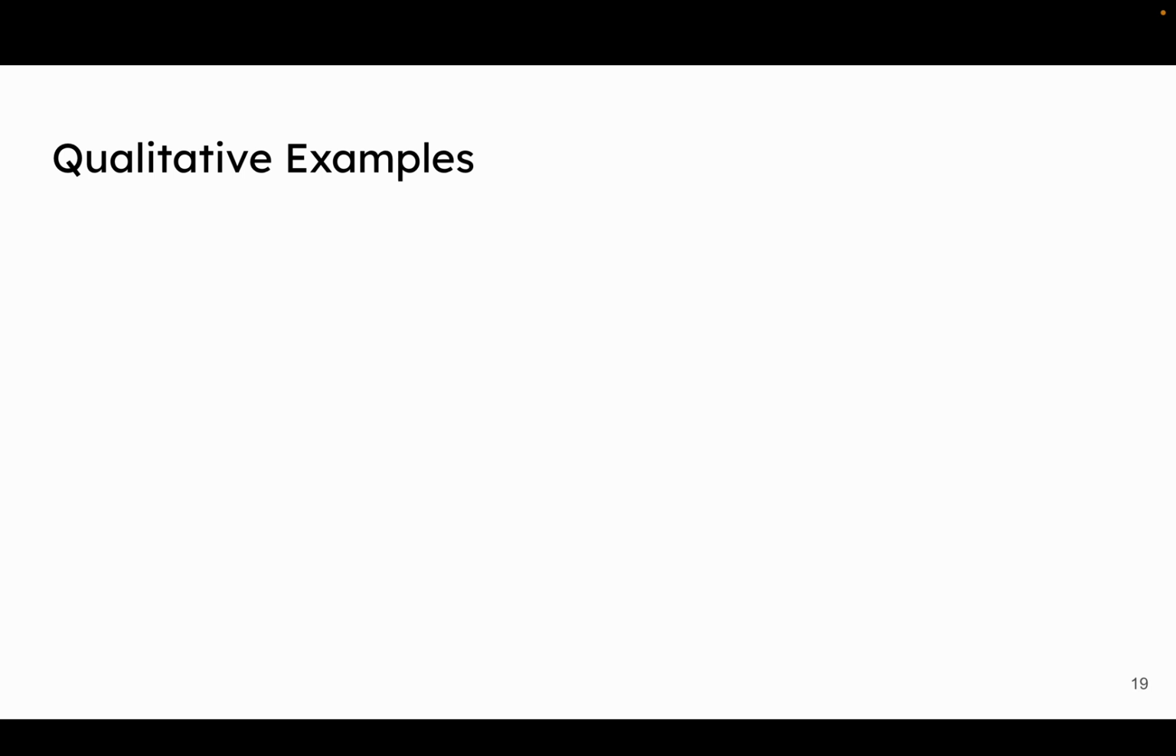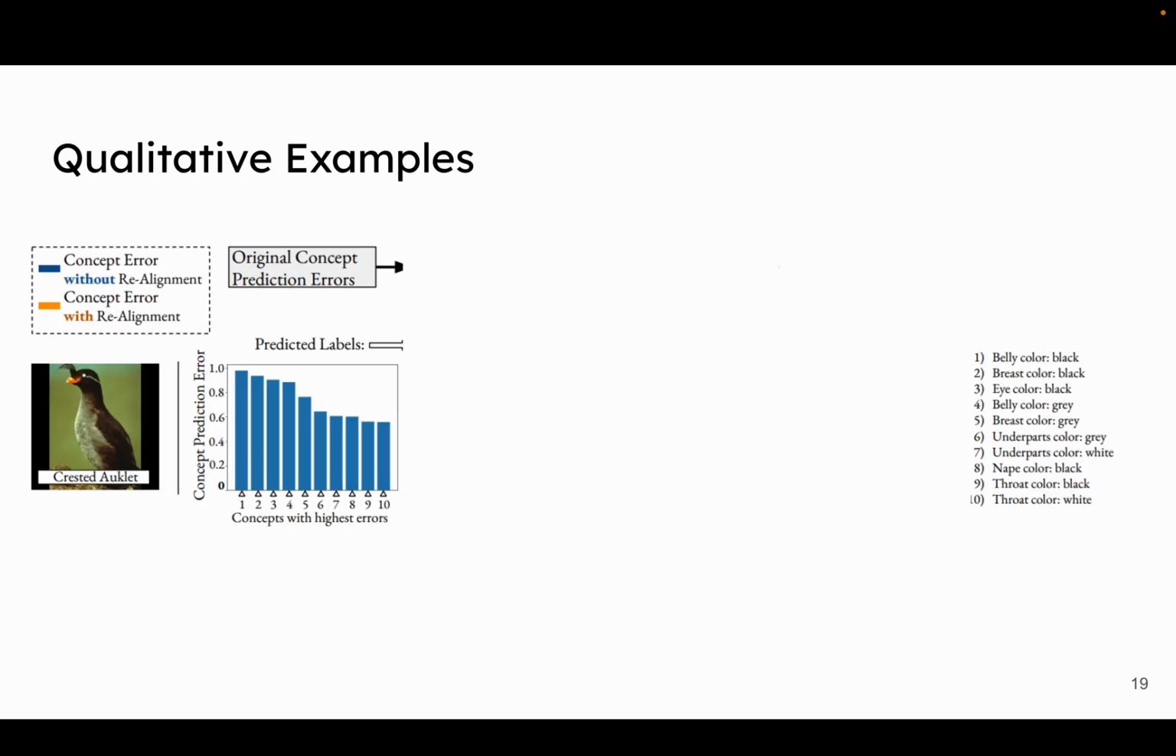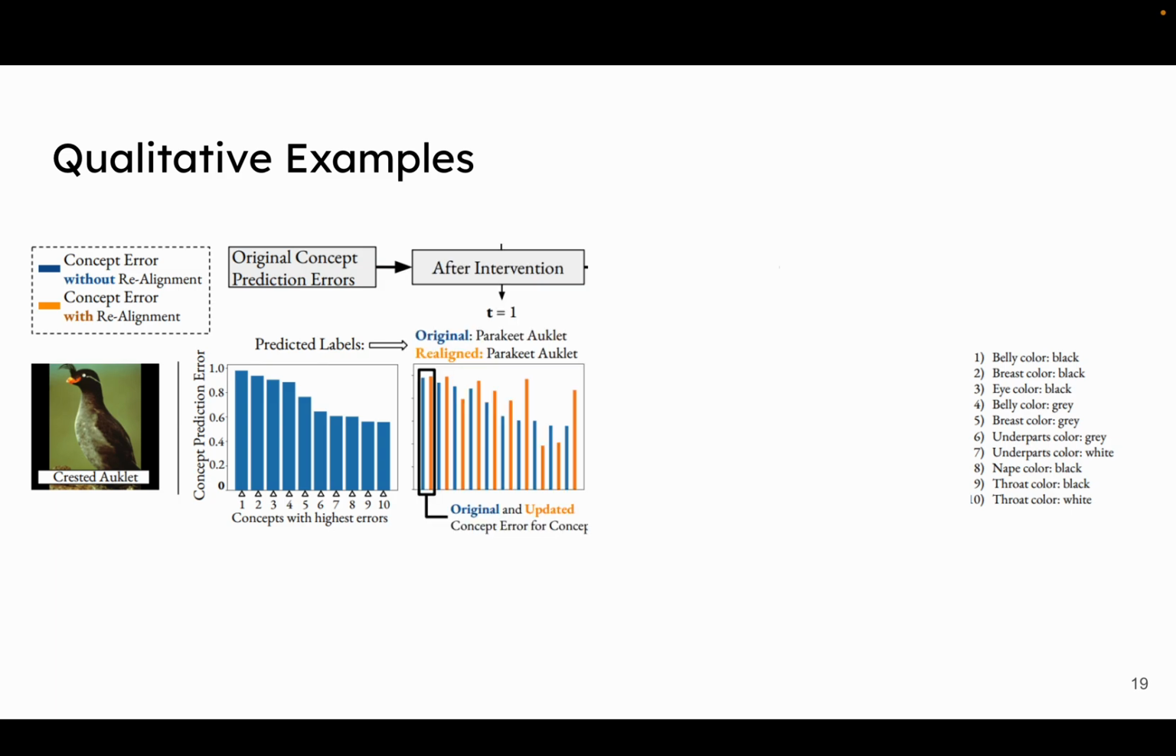Finally, let's look at some qualitative samples. Here, we show an image of a crested auklet, which was misclassified as a parakeet auklet. We also show the 10 highest concept prediction errors. After one intervention, the image is still incorrectly classified, both with and without concept realignment. You can also see the concept prediction errors both with and without concept realignment.